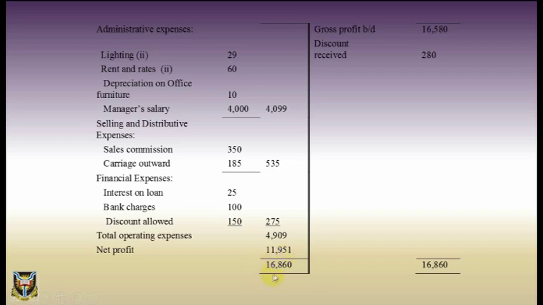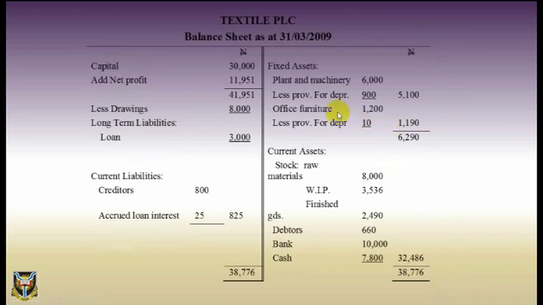Total 16,860. On the right, gross profit B/D 16,580. Discount received 280, making 16,860. Textile PLC. Balance sheet as at 31st/3/2009.